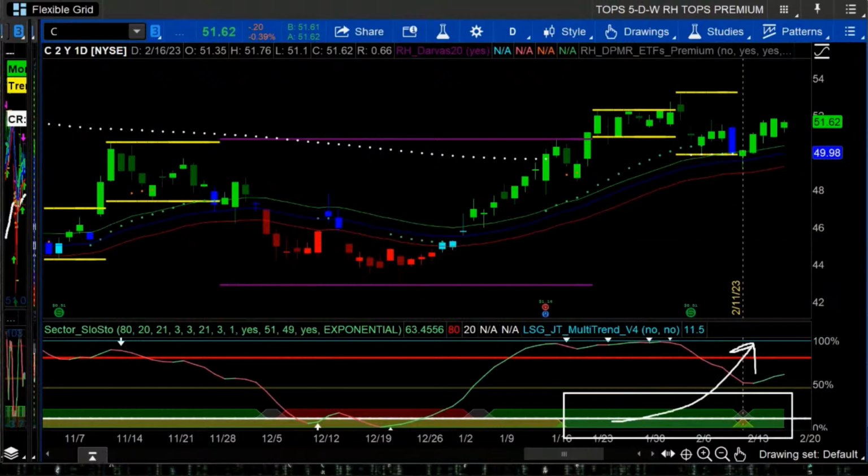So Citigroup's a really easy example of a good old fashioned I need to buy and I'll take advantage of a mean reversion. This, by the way, was also one of my favorite price patterns.